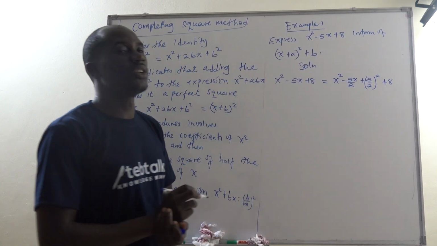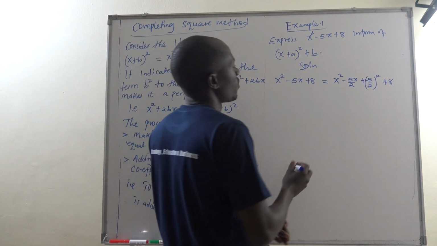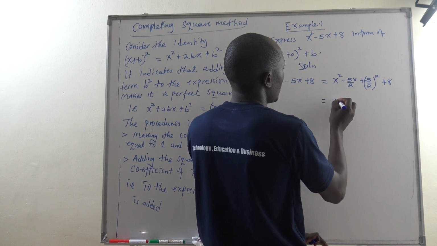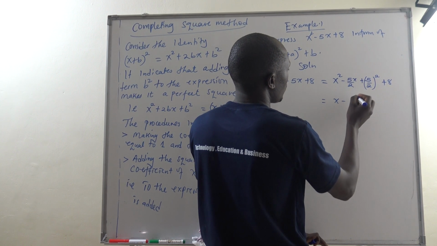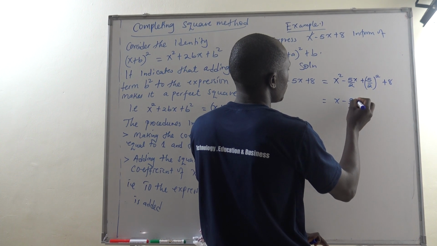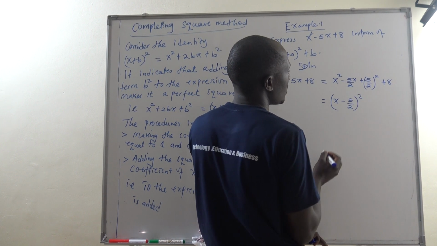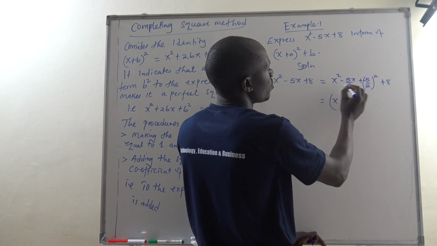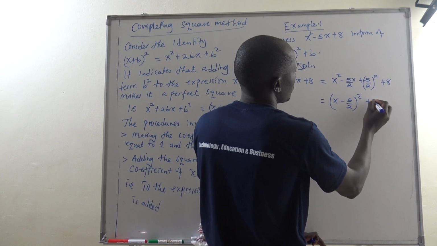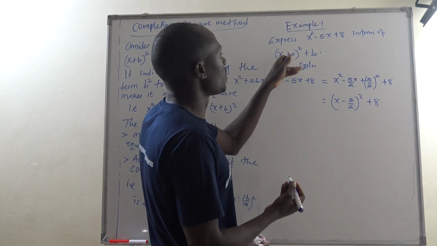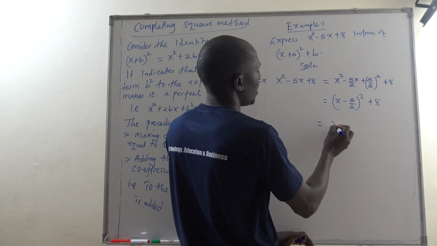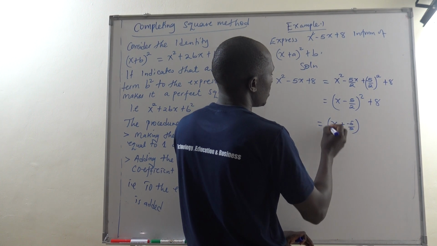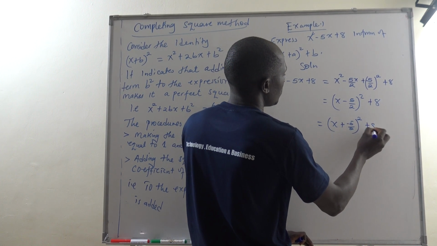So from there, what do you write? This one is already a perfect square, so we shall only write x minus 5 over 2, the whole of it squared. What does it mean? When I expand the whole of this, I will come out with this, then I say plus 8. Since they have said we put it in that form, it is the same as (x plus negative 5 over 2) the whole of it squared, then plus 8.